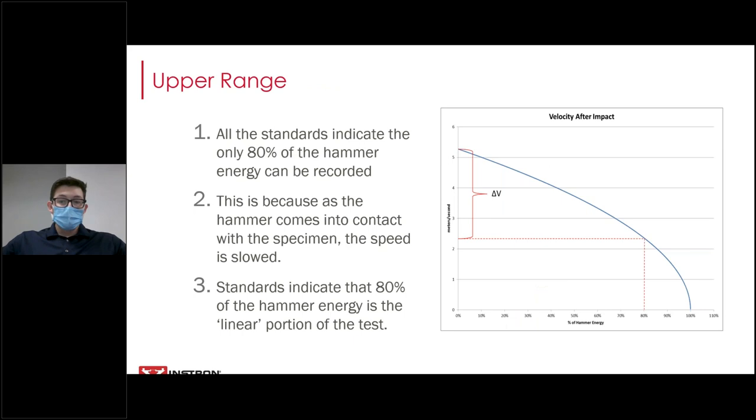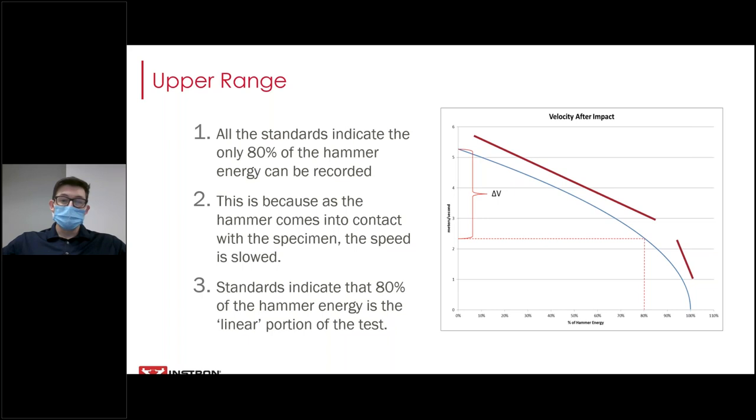So now that we've discussed the lower range, it's also important to understand the upper range as well. ASTM and ISO both classify this as 80% of your hammer energy. The reasoning for this is the linearity of your pendulum swing. Up until about 80% of your swing, as you see on the graph here, you're very close to a linear graph. But after your pendulum strikes your specimen and goes through windage loss and friction loss, your graph is a downward trend, and you can see the two lines here to compare them.